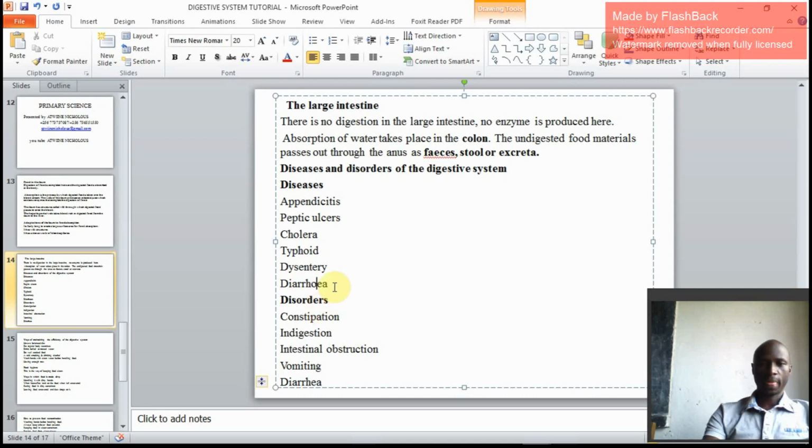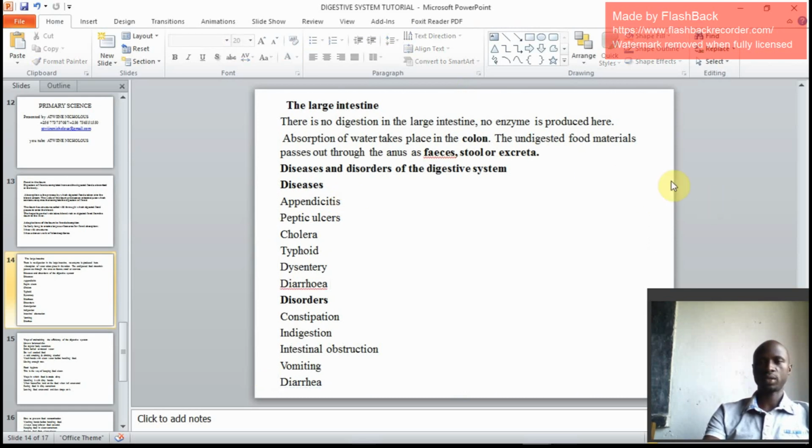Those are diseases. We also have appendicitis. This one affects the appendix, whereby stones accumulate in the appendix, and then you will have appendicitis. We have peptic ulcers. Most of the time we shall see the intestines and stomach having some scratches, some wounds. Those are diseases of the digestive system.